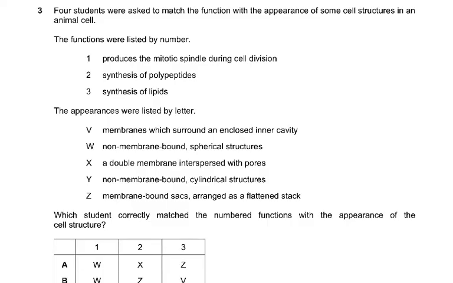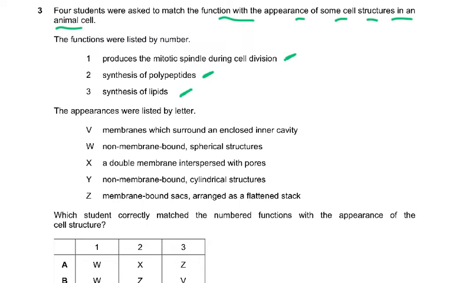The third question: four students were asked to match the function with the appearance of some cell structures in an animal cell. The functions were listed by number. One function was produces the mitotic spindle during cell division, so this has to be centriole. Synthesis of polypeptides has to be ribosomes. Synthesis of lipids has to be smooth ER. The appearances were listed by letters.